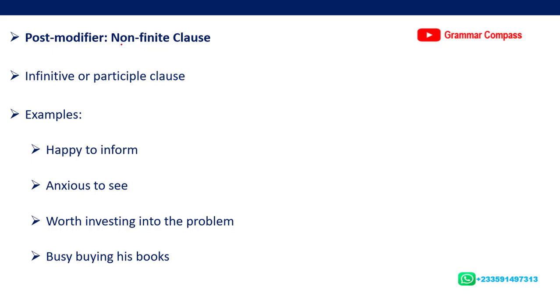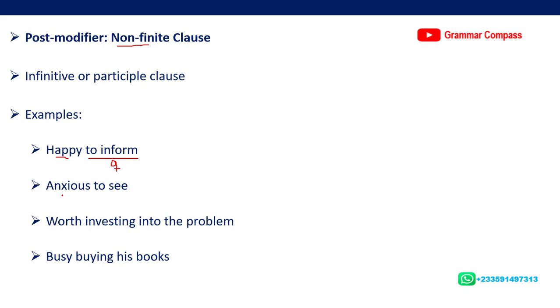Let's talk about when non-finite clauses qualify the adjective head. It comes in the form of infinitives and participle clauses. For example, I am happy to inform. Happy is an adjective. That is the head of the adjective phrase. And to inform becomes a post modifier or a qualifier, a Q, in the adjective phrase. Therefore, we have an adjective plus an infinitive, and the infinitive is a qualifier of the adjective.